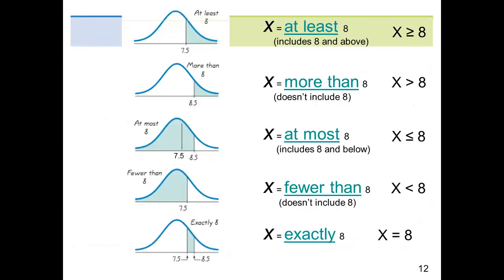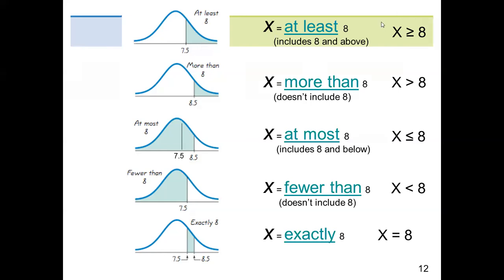Now, this is kind of important. At least 8. Well, at least 8 translates to X is greater than or equal to 8. At least 8 contains 8. So what I'm doing here is I'm starting to the left of 8, at 7.5, and I'm going all the way out to positive infinity. Now, here's what happens with these. People get confused. They go, why am I starting at 7.5 when he says at least 8? And 7.5 isn't at least 8.